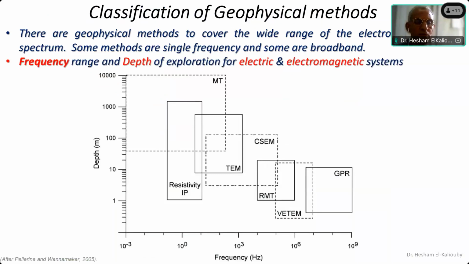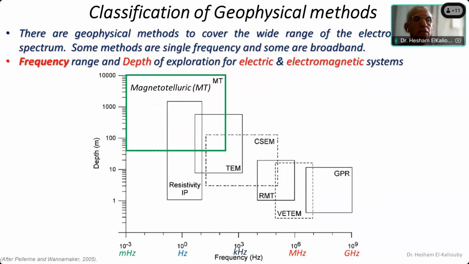So, for example, the magnetotelluric method, which uses very low frequencies from millihertz up to a few hertz, can go quite deep: hundreds of meters, thousands of meters, and can go to the core of the Earth. Actually, it can go quite deep into the Earth, to very deep depths.